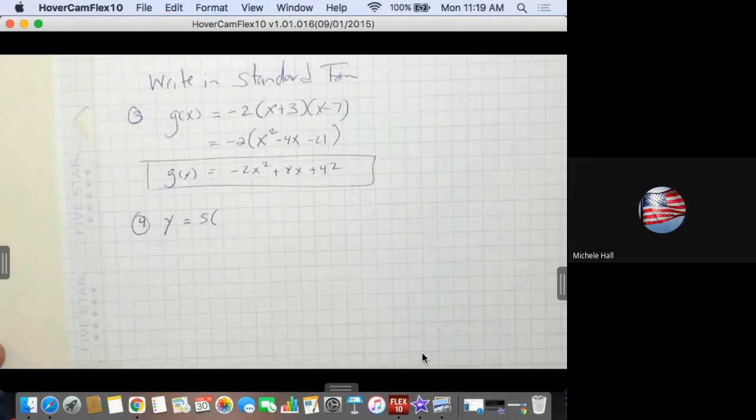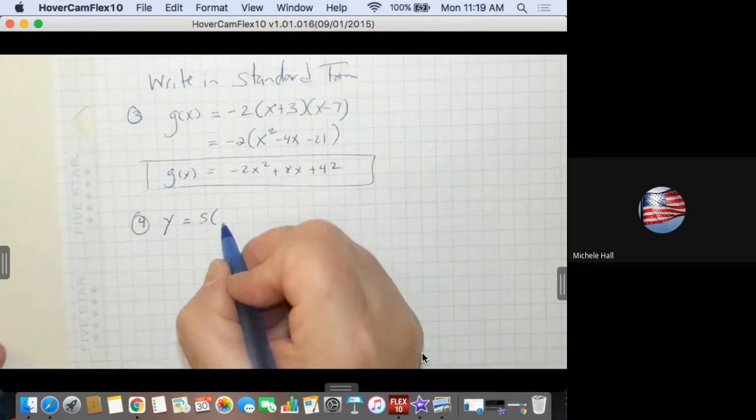Huh? Yes, problem 3 and 4. We just did 2 graphing problems.